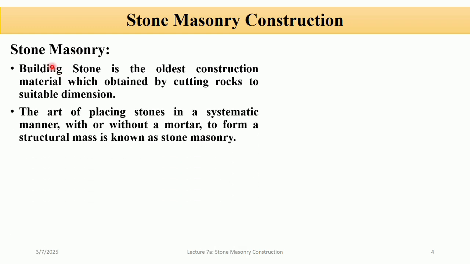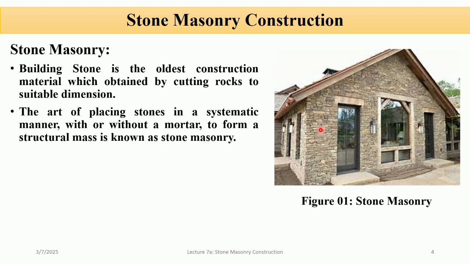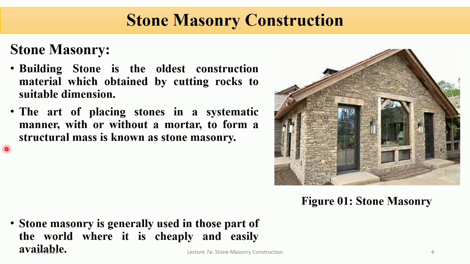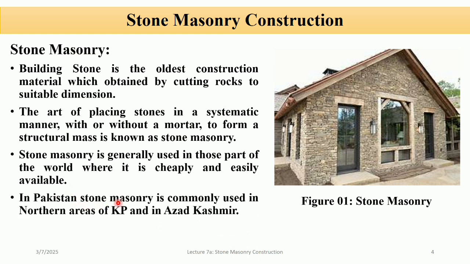We can define stone masonry as the art of placing stones in a systematic manner, with or without mortar, to form a structural mass. You can see the building here which is constructed from stone. Stone masonry is generally used in those parts of the world where it is cheaply and easily available. In Pakistan, stone masonry is commonly used in the northern areas of KP and in Azad Kashmir.